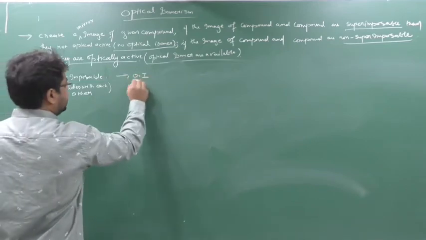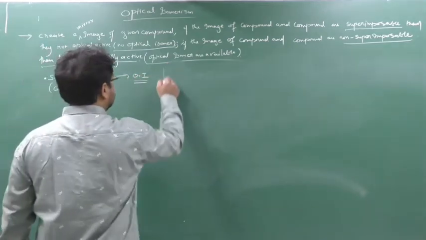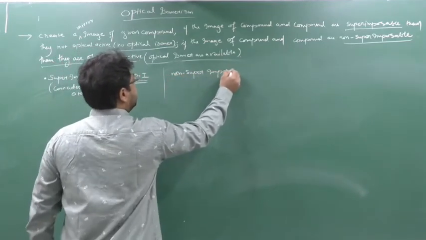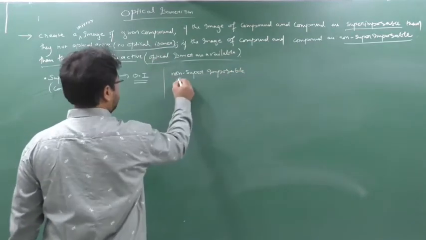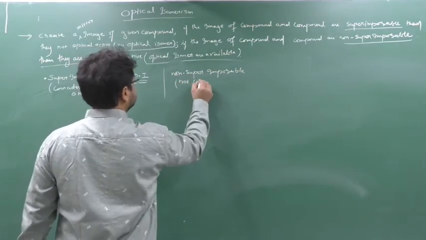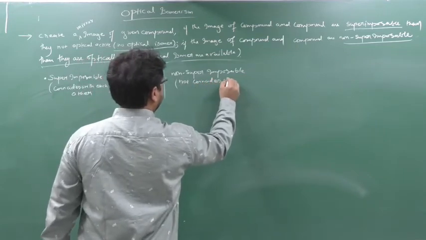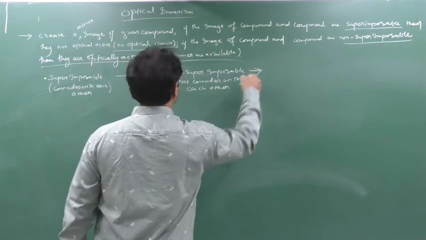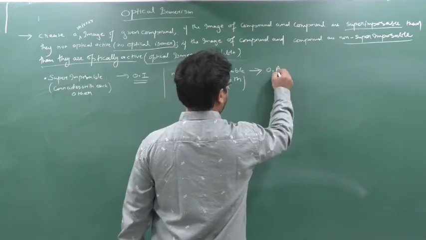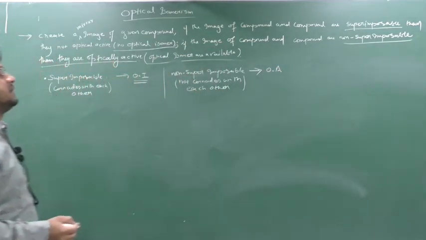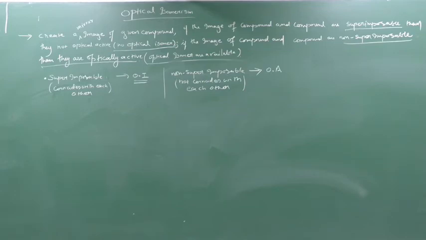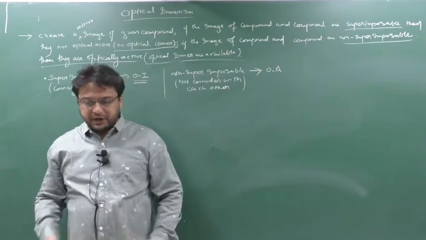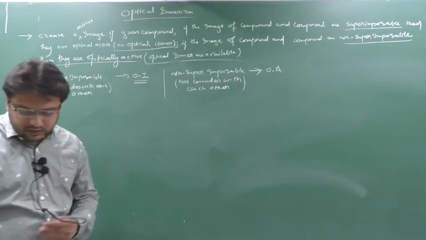Optically inactive. Non-superimposable means not coinciding with each other, so optically active. When optically active, it means optical isomers are available. Are you understanding or not? Yes or no? Optically active means optical isomers are available.